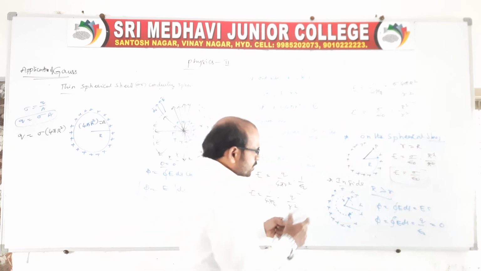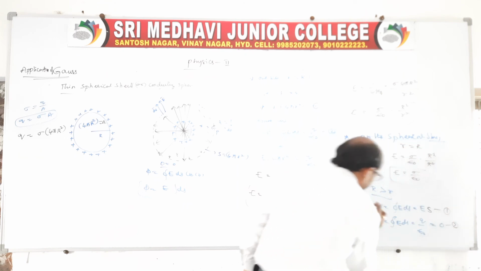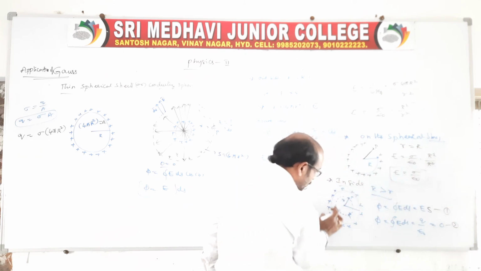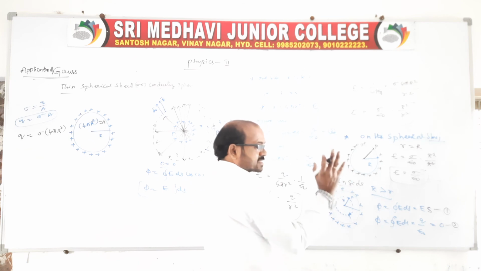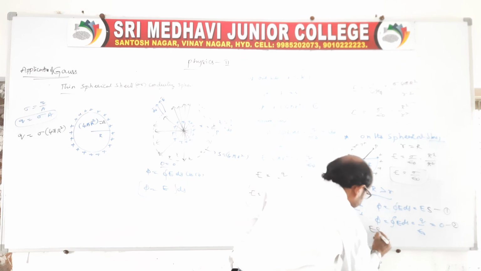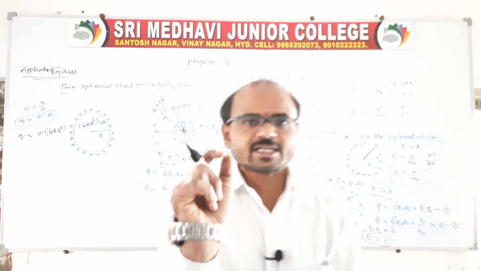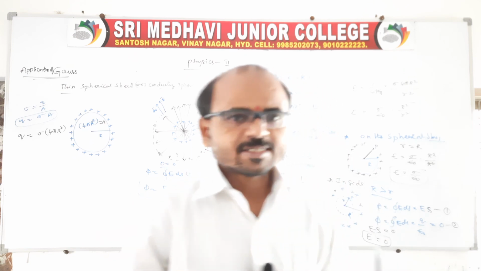When flux is 0 inside, equate equation 1 and equation 2. Flux inside is 0 because there is no net charge inside the spherical shell. Only on the spherical shell is the charge. So ES is equal to 0, then the electric field intensity inside the spherical shell or conducting sphere is 0.